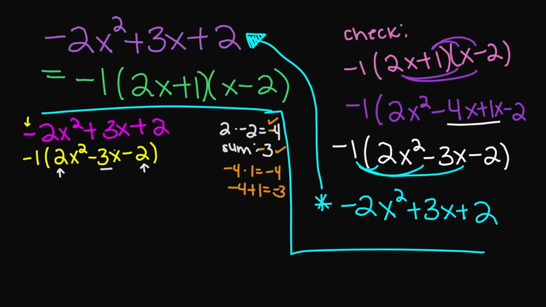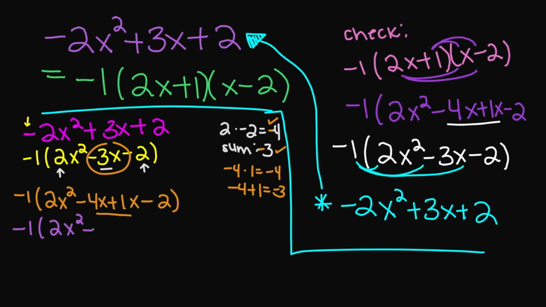So now I am going to split up this negative 3x here into negative 4x and 1x. So I'm going to do negative 1 and then 2x squared minus 4x and then plus 1x and then minus 2. Now we're going to continue factoring.